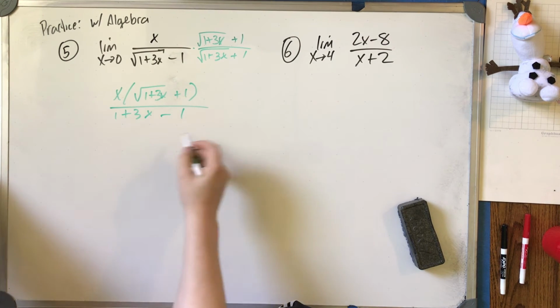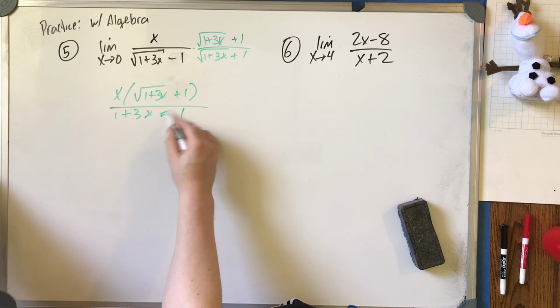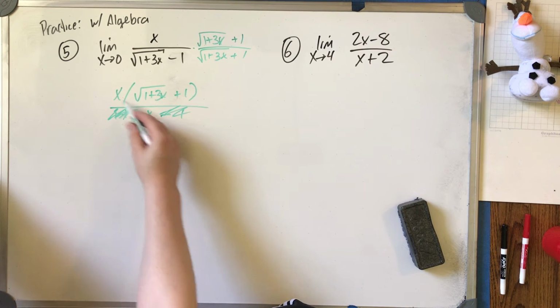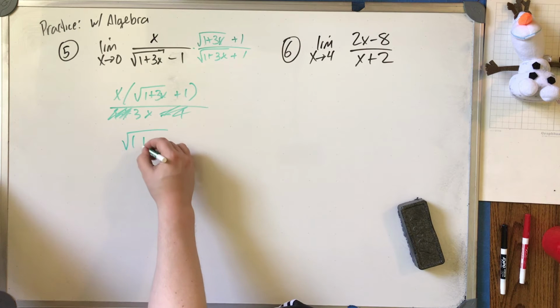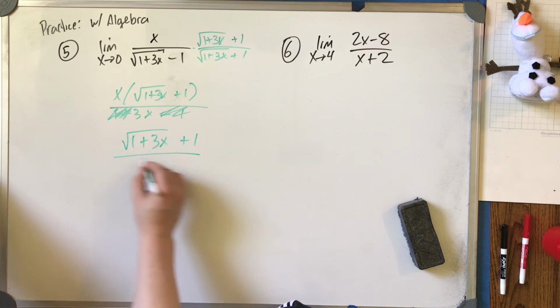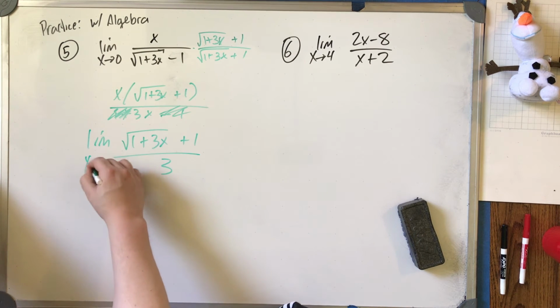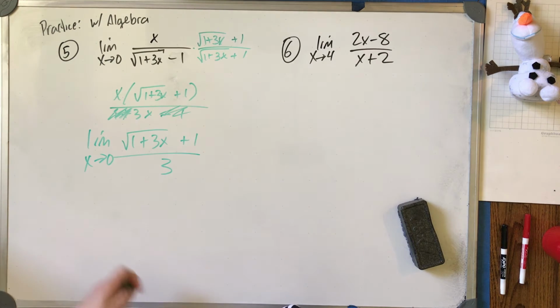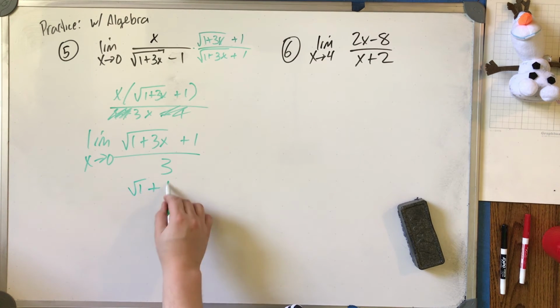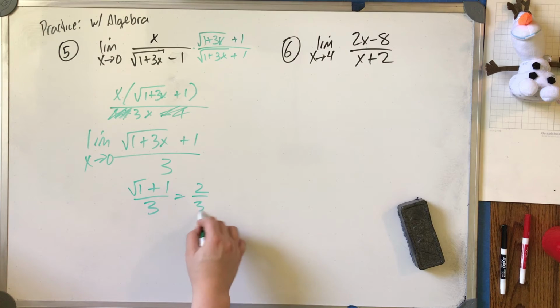So if I simplify this down, the minus 1 and the plus 1 cancel, and the x's are going to cancel out. So I'm really left with the square root of 1 plus 3x, plus 1, all over 3, limit as x approaches 0. So I can direct substitute. I'm going to get the square root of 1, plus 1, over 3, so that's 2/3.